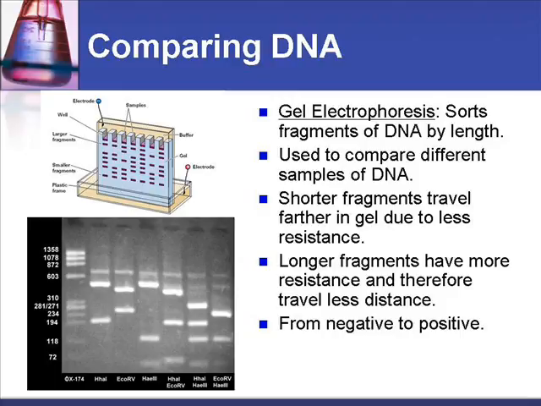Since DNA is partially negative, you run it from negative to positive, and the DNA will migrate to the positive end. The shorter fragments will move quicker through the gel, and the longer fragments will stay far behind. So the shorter fragments move faster through the gel and will travel farther. You can then use these banding patterns of DNA to compare the different samples of DNA to see how similar or how different they are, or maybe they're the exact same DNAs in forensics when trying to solve crimes.